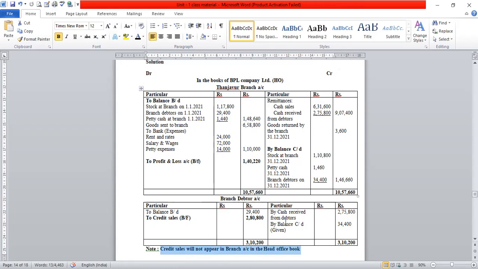Is it clear? Yes, ma'am. So here itself the first problem is over. Shall I move on to the second problem? Or otherwise, if you want to ask any questions regarding this one, you can raise them.